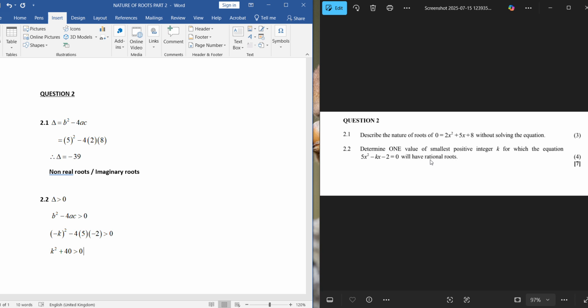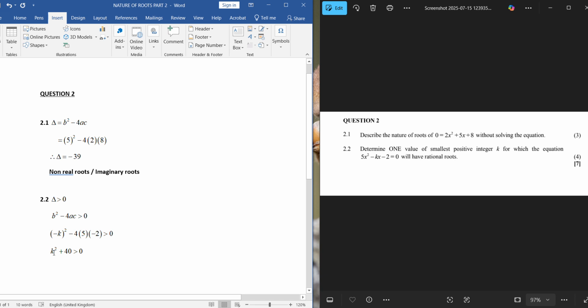Remember, for us to have rational roots, the whole thing here, which is the discriminant, must be a perfect square. Then we must find the value of k such that when we add it to the 40, the whole value is a perfect square. Because if the discriminant is a perfect square, the roots will be rational. They've said to us smallest positive integer. We start from 1. Where we see k, we substitute 1 to see if what we get on the k plus the 40 is a perfect square.